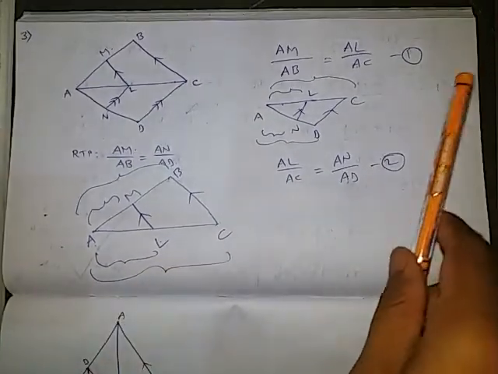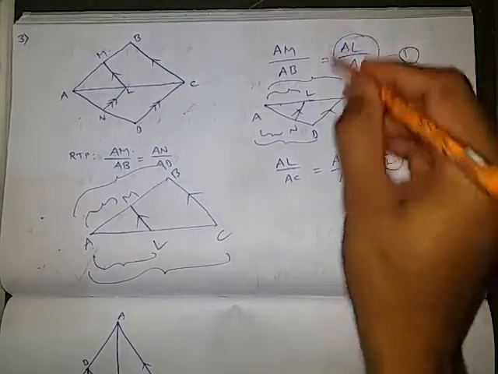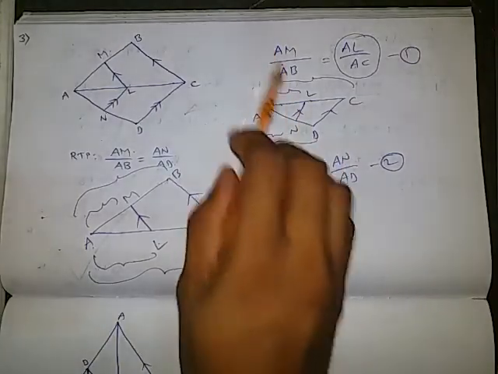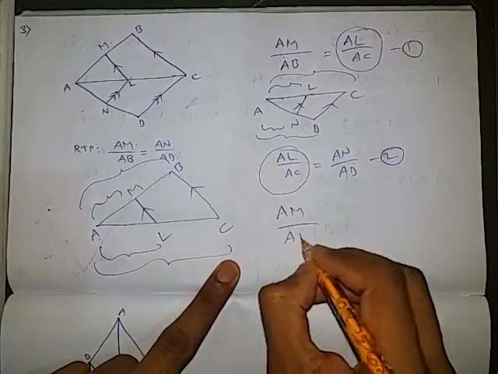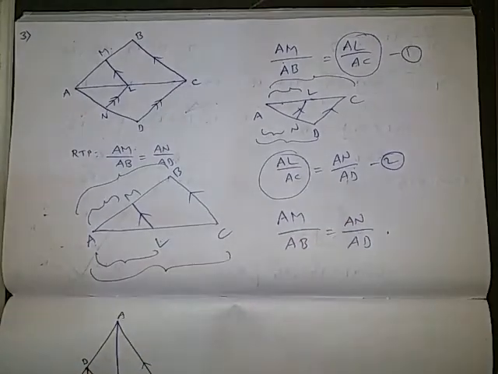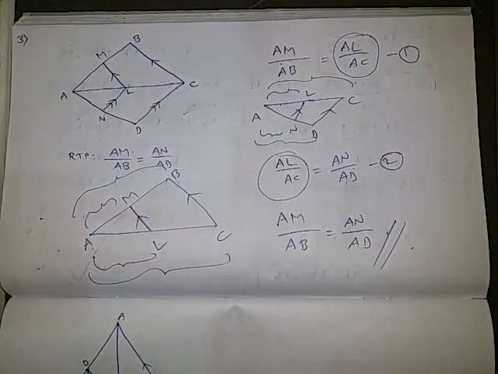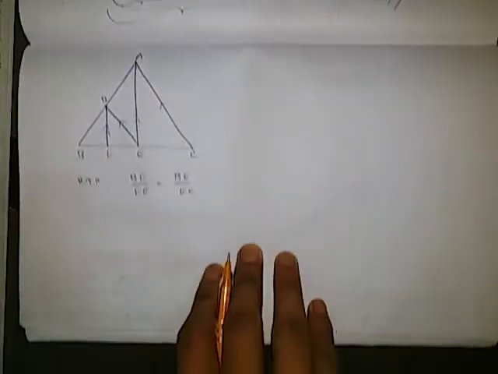Now if we observe equation 1 and equation 2 clearly, here we have AL by AC, here also we have AL by AC. So it means these two are equal to each other. That is AM by AB is equal to AN by AD, which is exactly what we need to prove. Hence proved. Okay, then let's move to the next question.